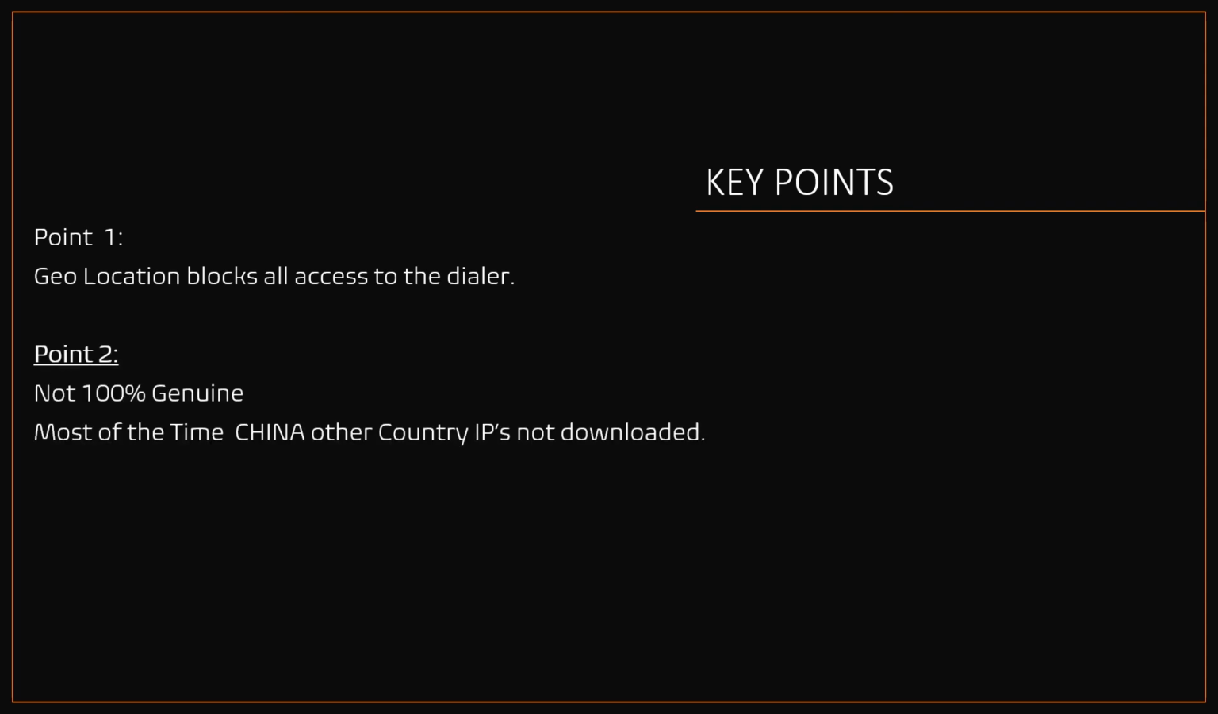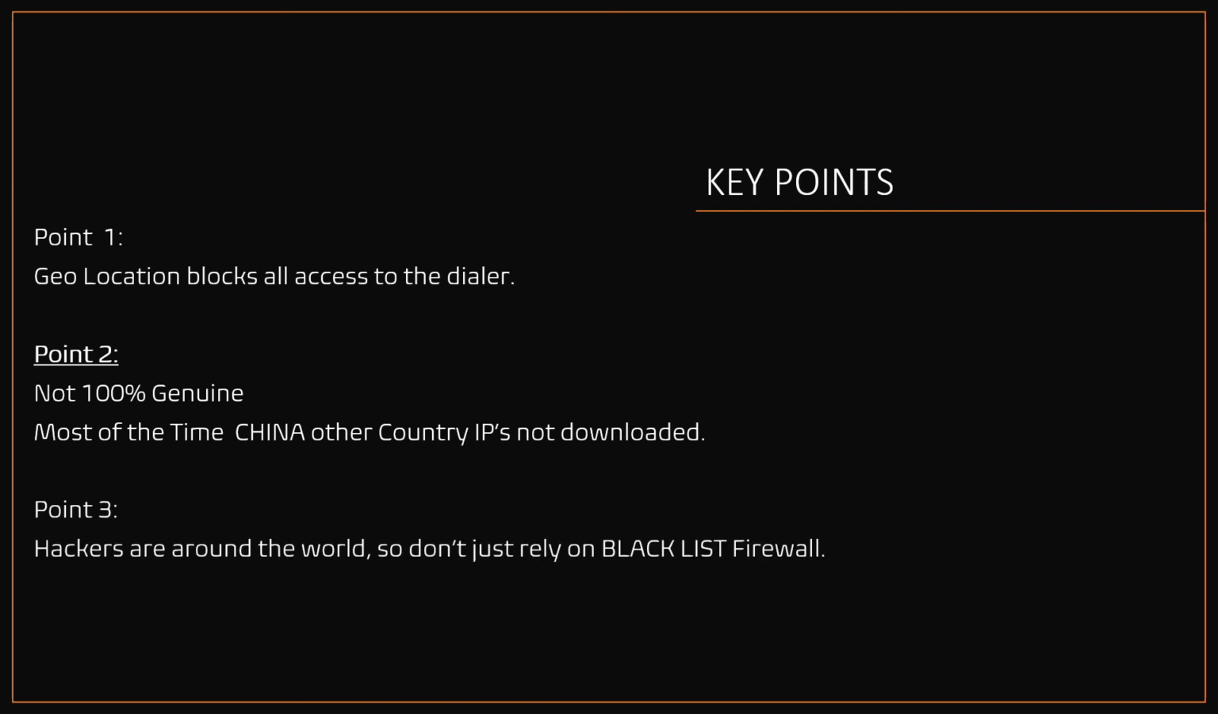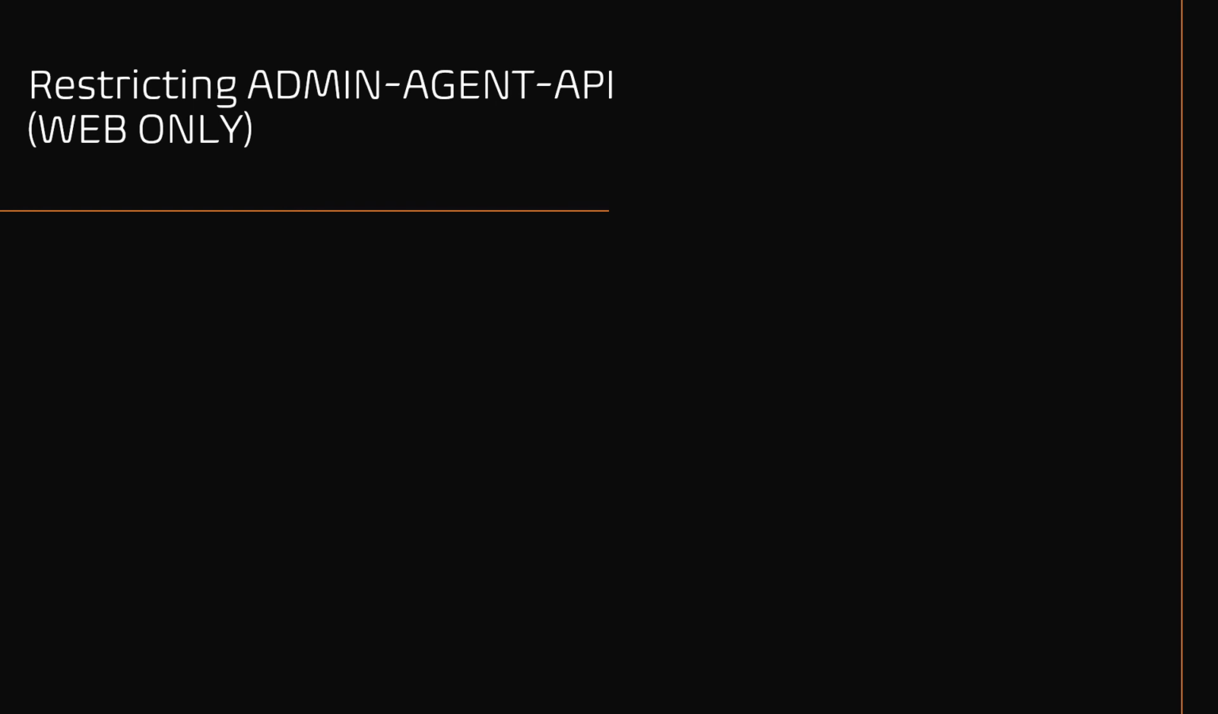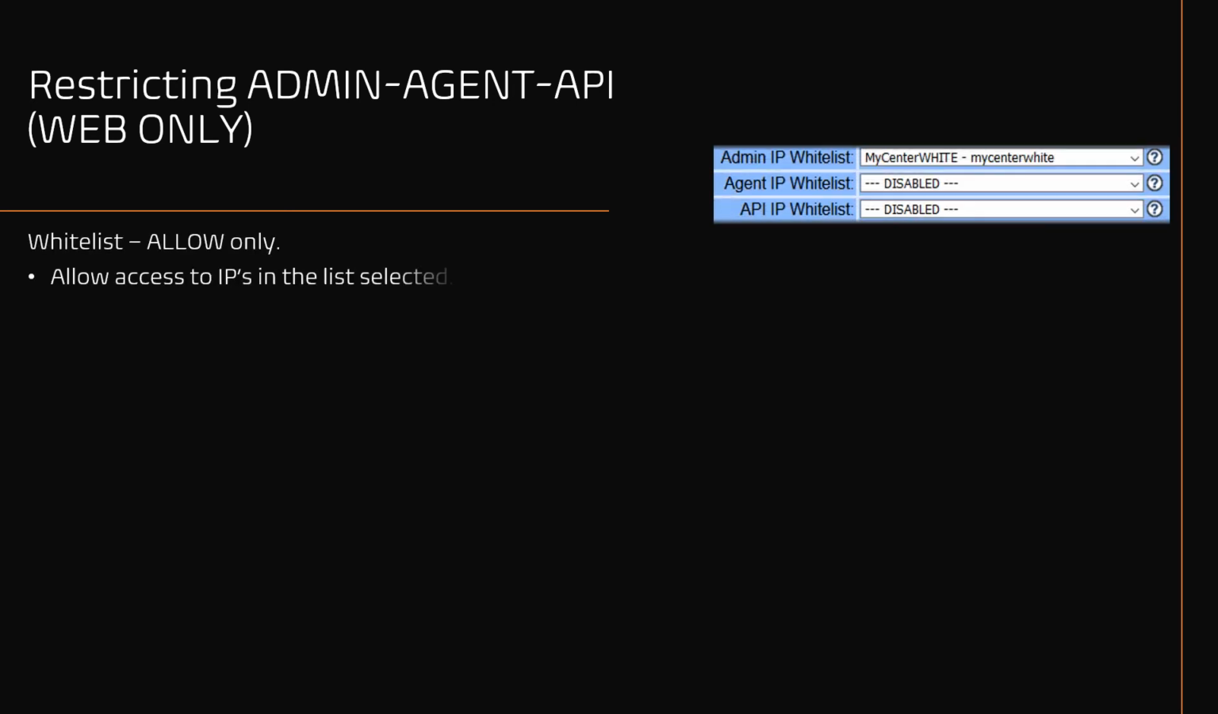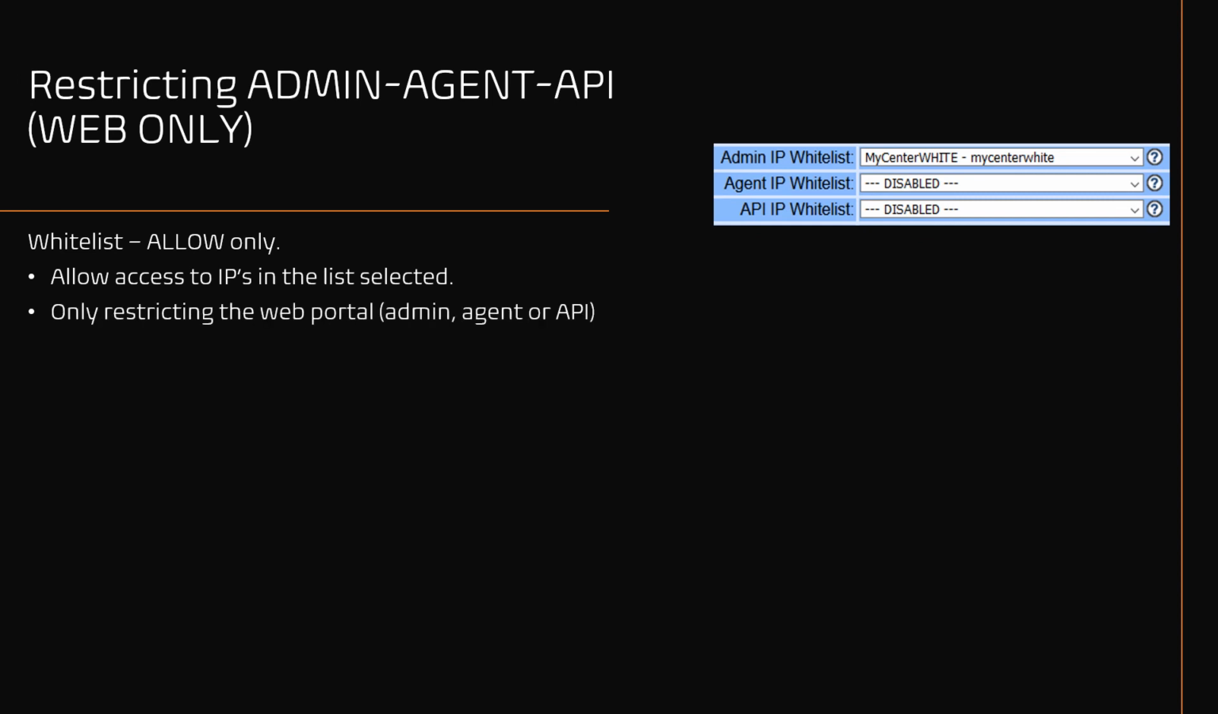Point number 2. It's not 100% genuine, as I noticed most of the time Chinese IPs are loaded or updated. Point number 3. Hackers are around the world, so don't just rely on geolocation blocking. Without the Vicibox firewall script, VICIDIAL has the option to restrict user access to admin, agent and API access. Here too, we have Whitelist and Blacklist options, which allow access to the IPs in the selected list. This will only restrict access to the web portal, that is admin, agent and API.